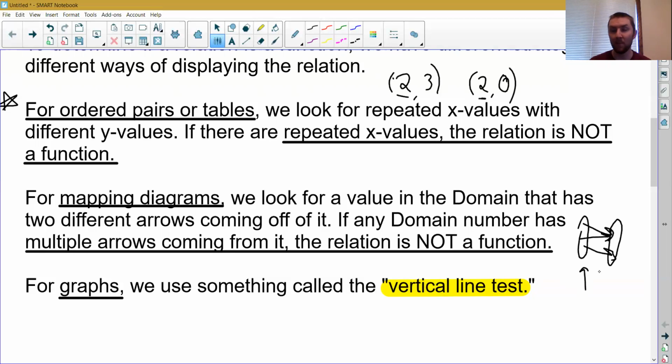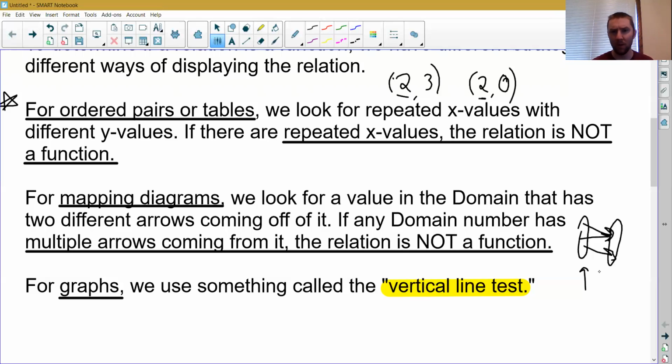Okay, if you're looking at the mapping diagram and all of the domain values have just one arrow coming off of them, then that's fine. That is a function because we don't repeat any of those domain values with a second arrow coming off. There's just one arrow coming off of each x value, which is our definition for function.